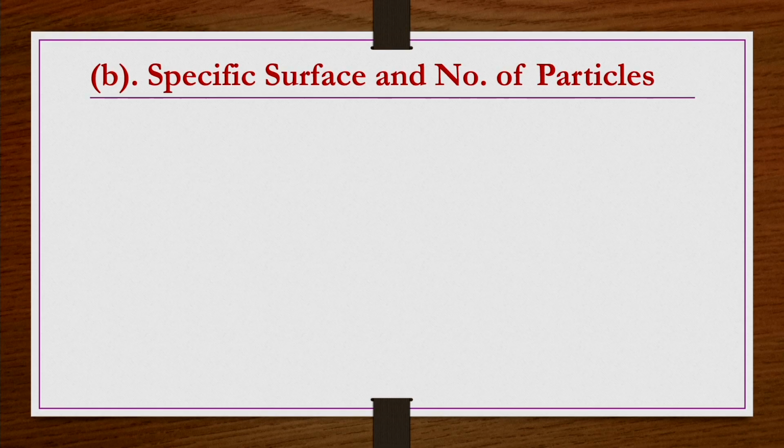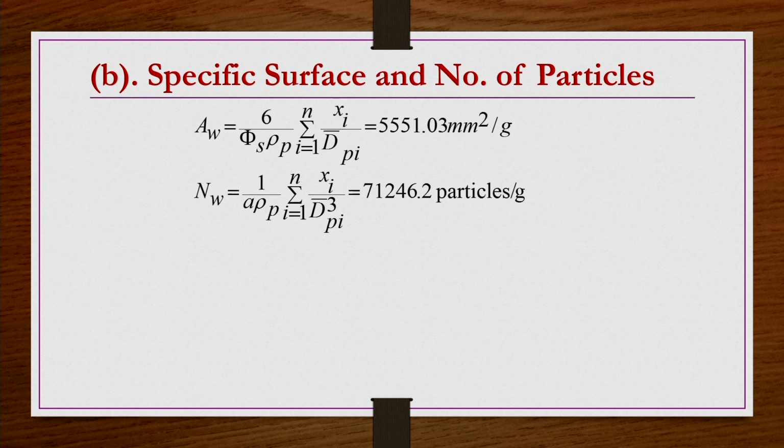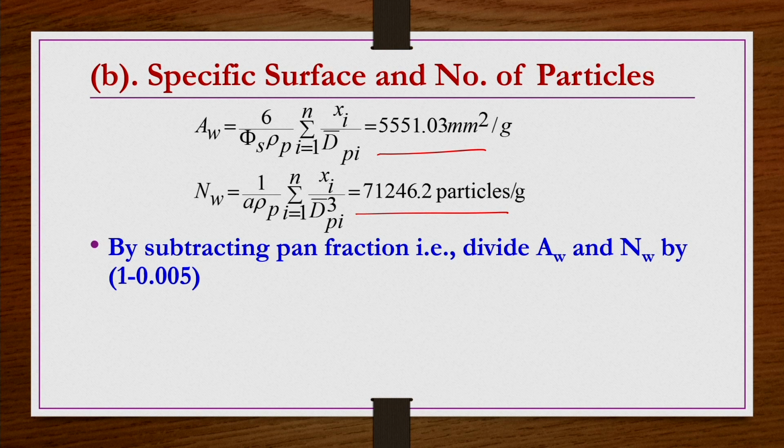The next part is the specific surface, that is AW, and the number of particles, that is NW, which we have to calculate. For AW, we have the formula 6 by pi s rho p sigma xi by dpi bar. When you do this, you get 5551.03 mm square per gram. For NW, we have the formula 1 by a rho p sigma xi by dpi bar cube. That comes out to be 71246.2 particles per gram. But subtracting the pan fraction will give the true number.